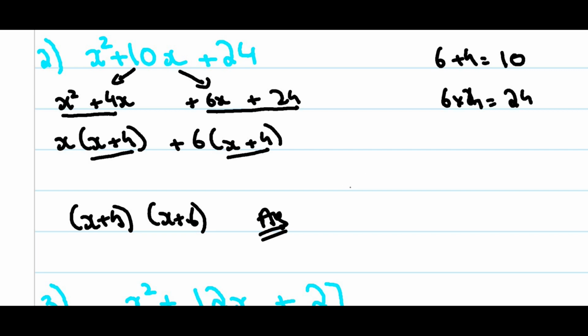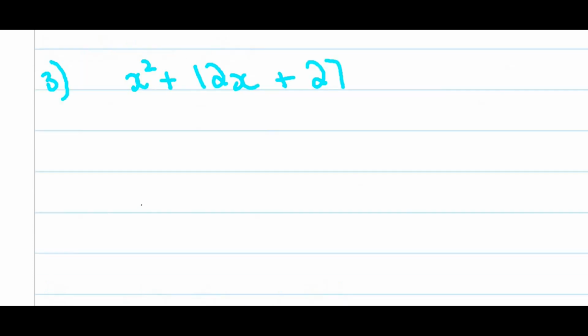If the question asks you to find the value of x, then you will say x is equal to minus 4 and x is equal to minus 6. Moving on to the third question that we have over here. In this question we have x squared plus 12x plus 27. Now note, we need two numbers such that when we add them up we get 12 and when we multiply them we get 27. Such two numbers can be 3 and 9, because 3 plus 9 is equal to 12. You have met the first condition, and 3 multiplied by 9 is equal to 27.